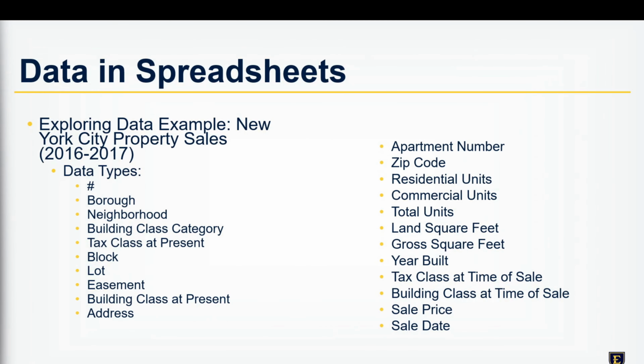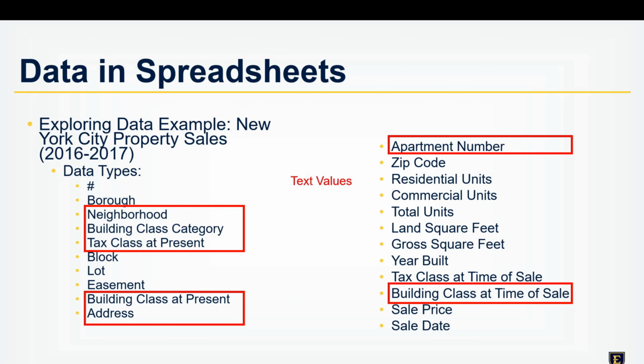Okay, so notice here that this is just a list of the data sets. Okay, and there are particular types of data that we can probably discern just by looking at the spreadsheet itself. So the first thing we probably notice is that there are text values. So neighborhood is a text value, building class category, tax class at present. These are all text-based values.